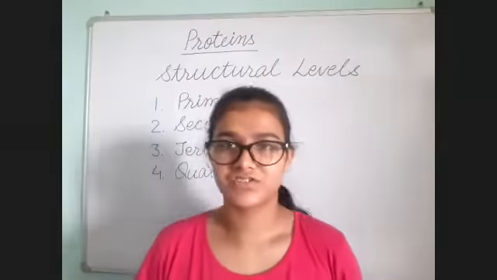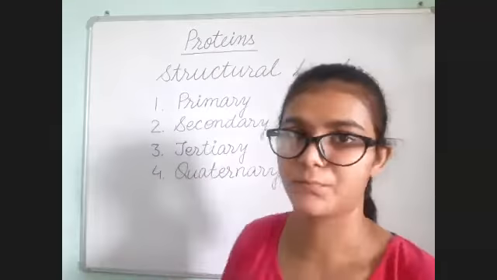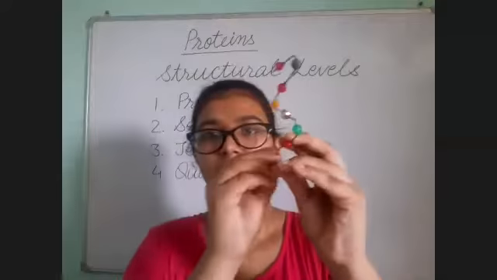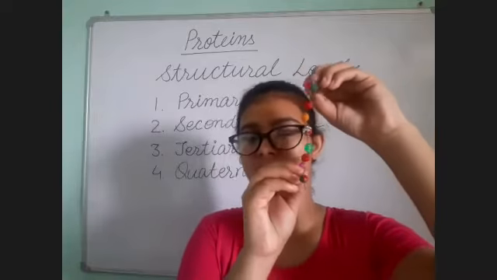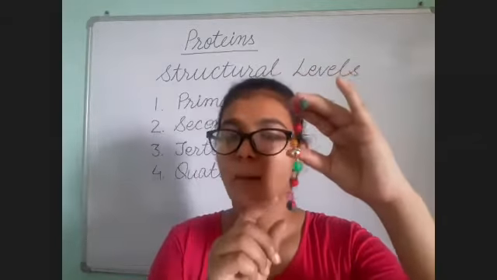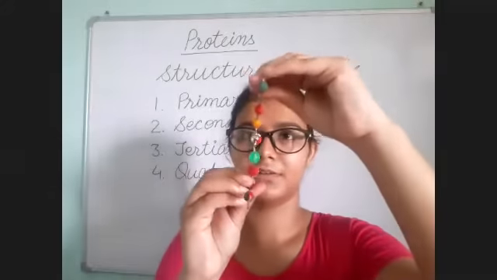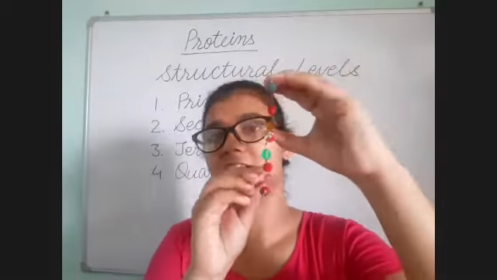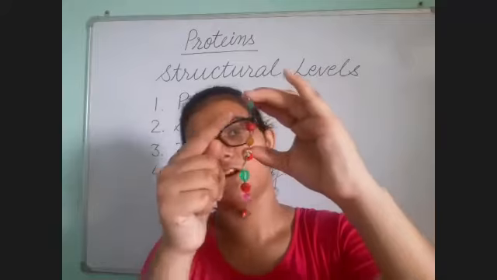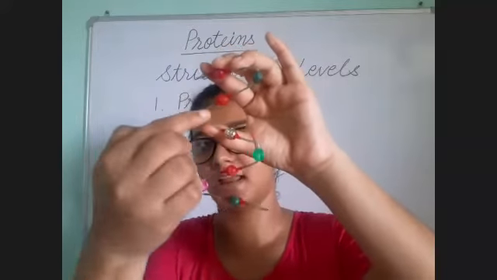Moving on to the next structure, which is the beta-pleated sheet of secondary structure. This is the structure, and here hydrogen bonds are formed intermolecular. The hydrogen bond will be formed here, and here as well as here.